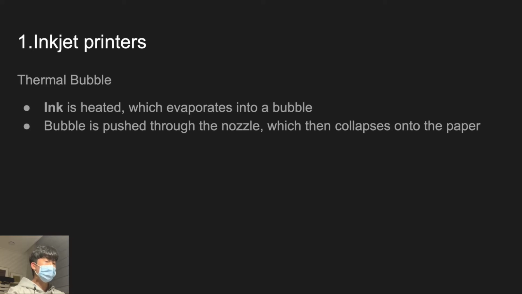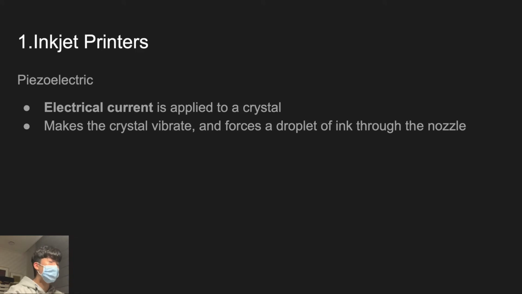First type is called thermal bubble method. In thermal bubble method, ink is heated, which evaporates into a bubble, and because of that evaporation, the bubble is pushed through the nozzle, which then collapses onto the paper. The other type is called piezoelectric, where electrical current is applied to a crystal in the printer, which makes the crystal vibrate, and therefore forces a droplet of ink through the nozzle. So an inkjet printer could use these two types, using heat or electricity, to actually print on the paper.